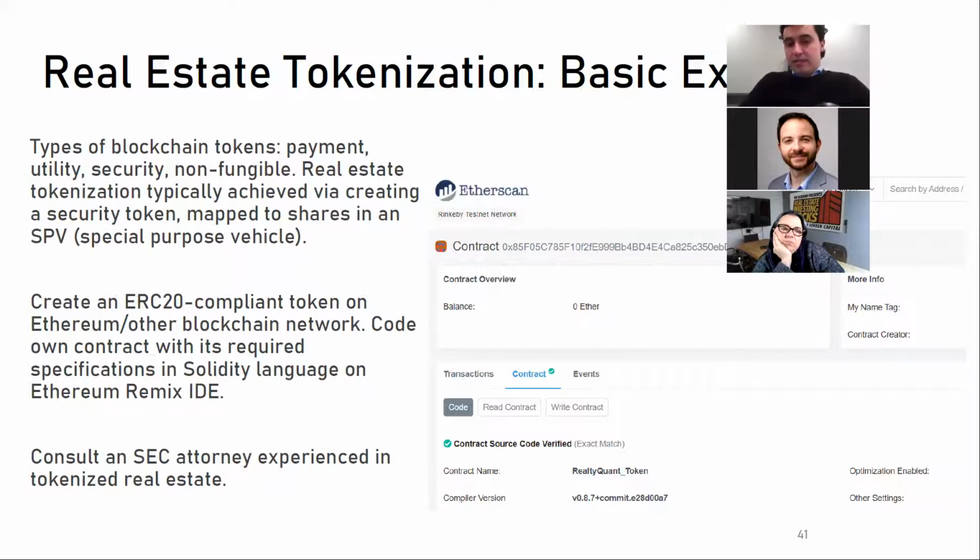And one of the languages typically used on Ethereum is called Solidity. And Ethereum has an integrated development environment, and one can put in a piece of code and create a token on his own. And that's going to be an ERC20 compliant token. That's going to be what is used as a security token, so that's essentially what could serve as a real estate token. And here is me creating one for Realty Quant on Ethereum.